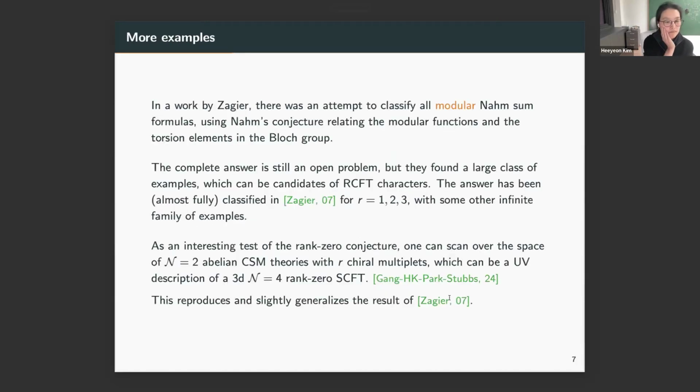Okay. Any questions so far? So far, so good. Question. I have a question actually. Mm-hmm. What examples do you get that are beyond the Zagier classification?